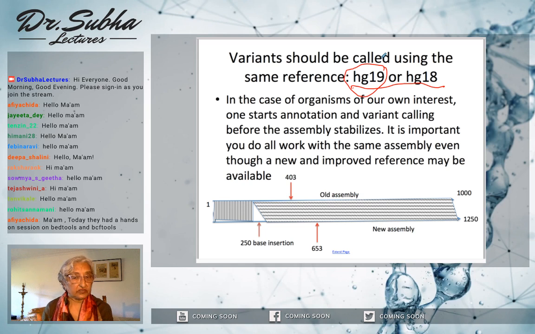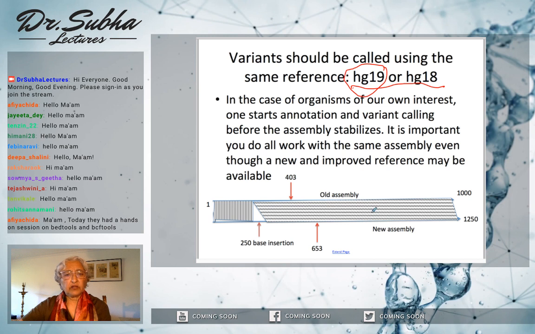This is very, very important to remember, especially for students who are doing assembly on one side and mapping on the other side. You can't arbitrarily use a new assembly for mapping. Why would that be the case? Why am I making such a big fuss about it?